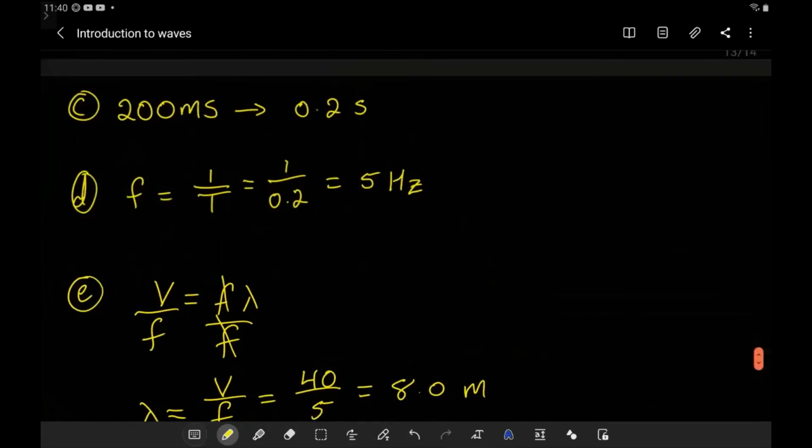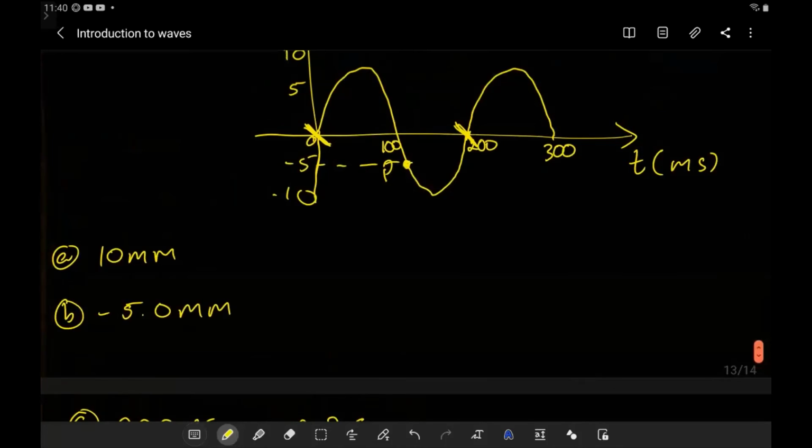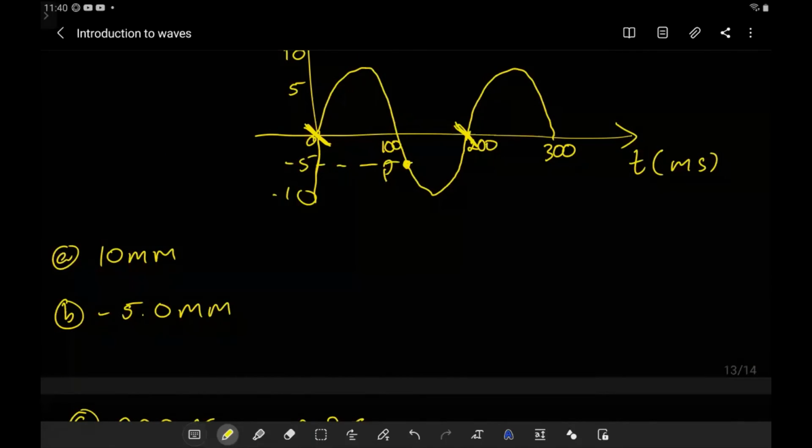Did you all understand this example? Yes, sir.